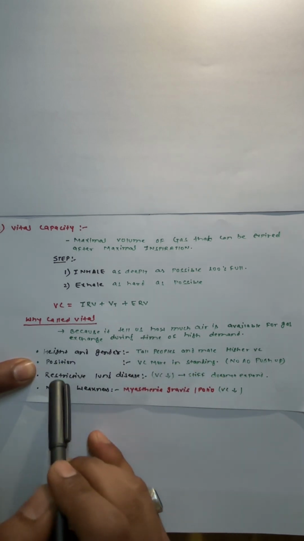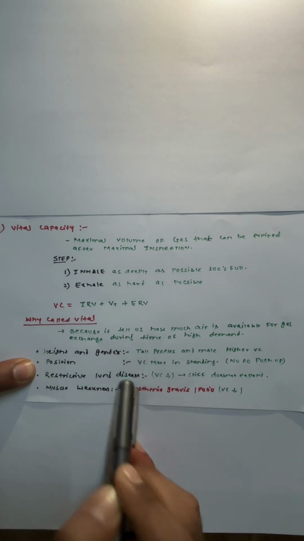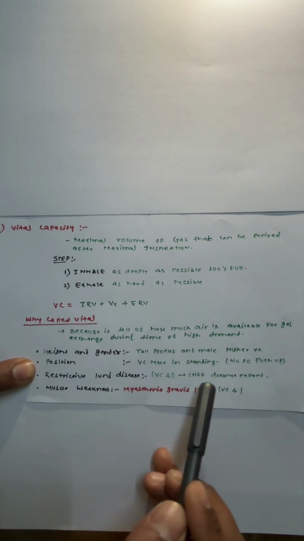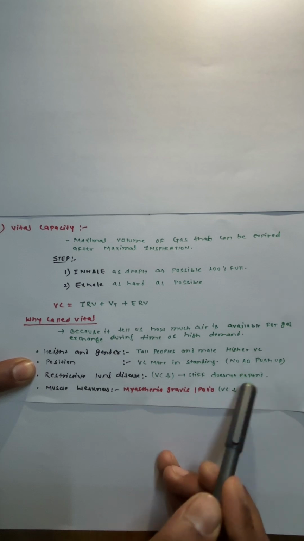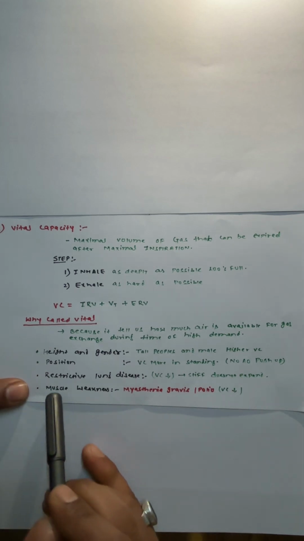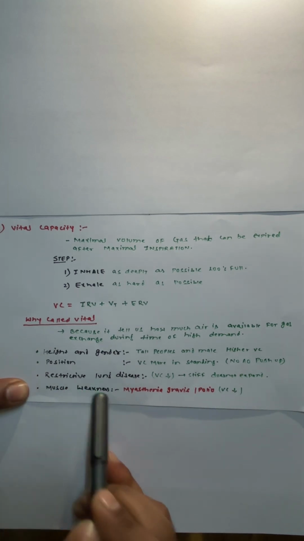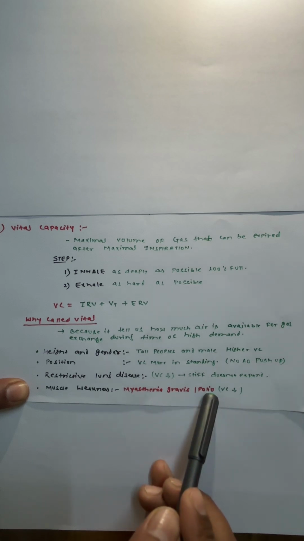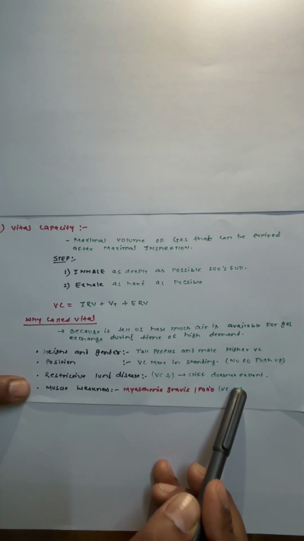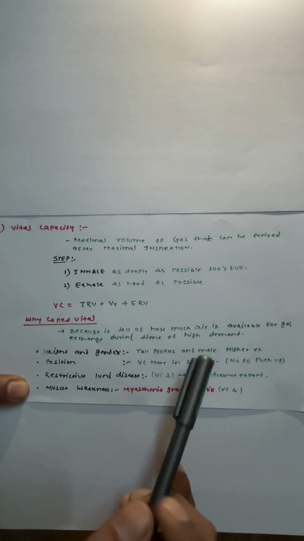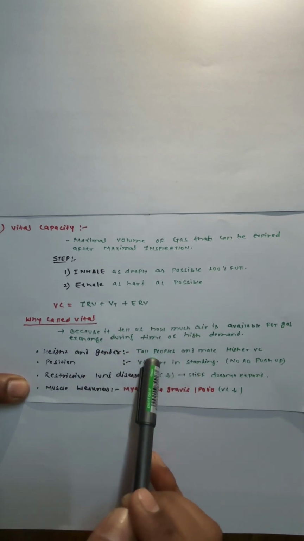Now in case of restrictive lung disease, the vital capacity decreases. Why? Because the lung becomes stiff and doesn't expand. In case of muscle weakness, like myasthenia gravis or polio, the vital capacity of the lungs gets decreased. So this is all about vital capacity.